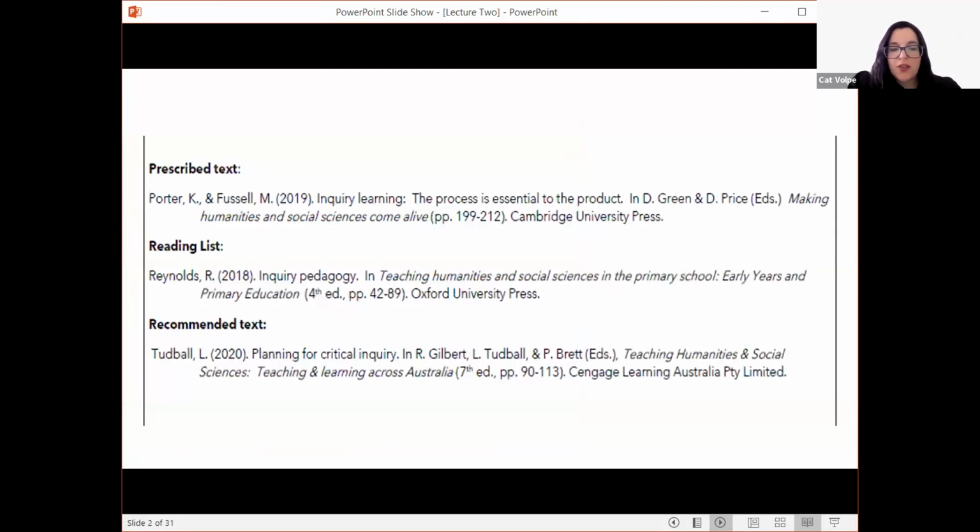So the readings for this week include from the prescribed text, Porter and Fussell, inquiry learning, the process is essential to the product. There's also a reading from the reading list and also from the recommended text, which I'll be referring to in this lecture a little bit.